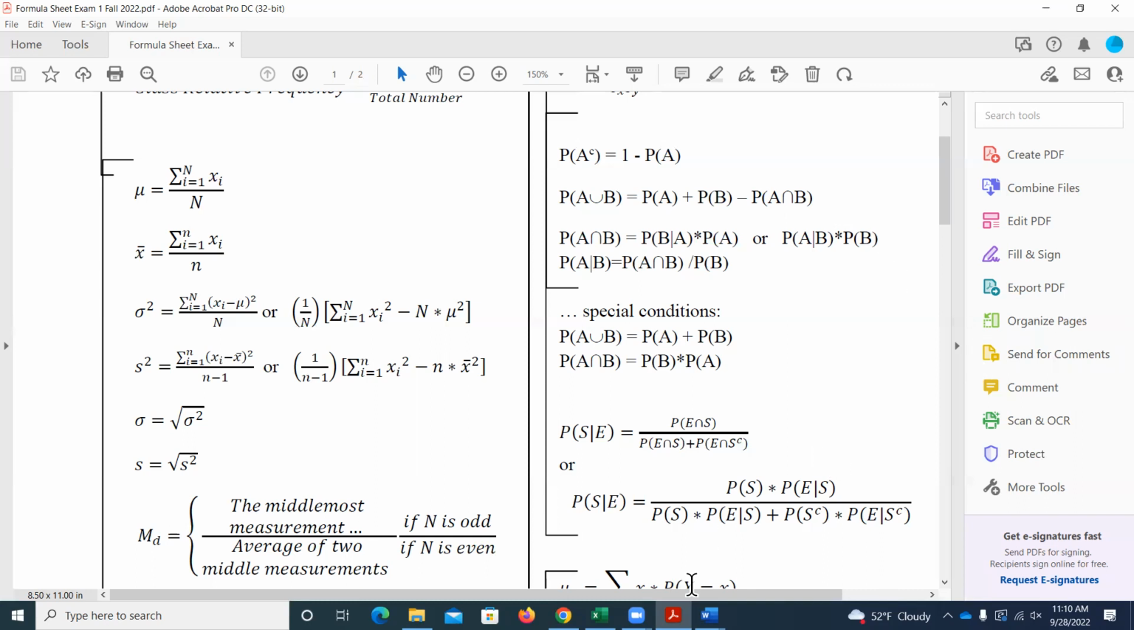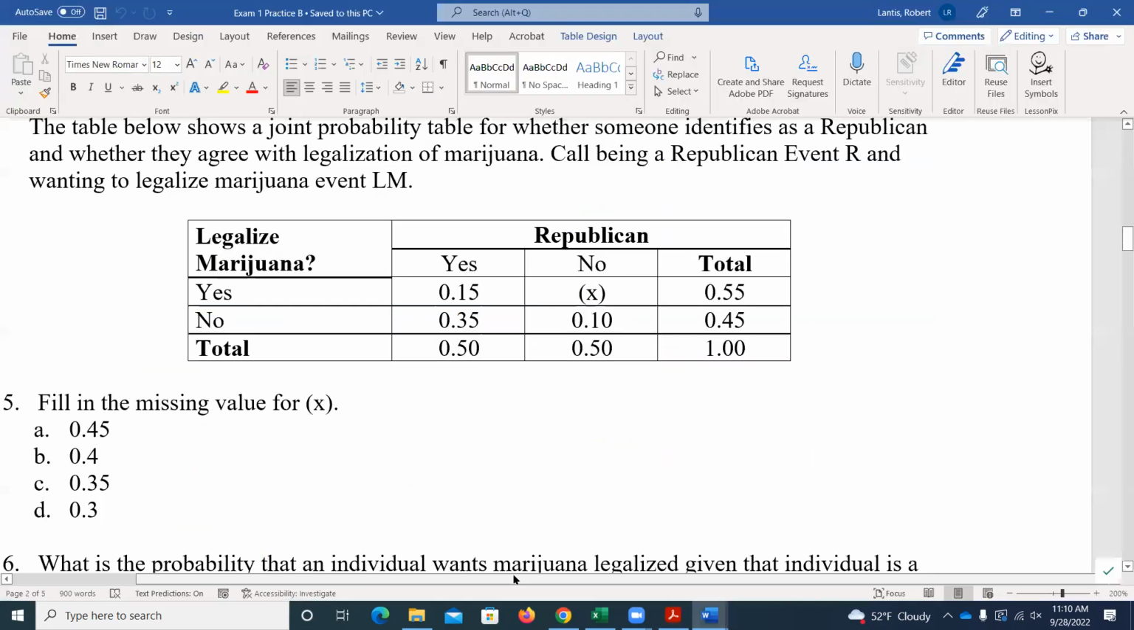When I go to that contingency table, what's the probability they don't want marijuana legalized? We'll get through more of these if you participate. 0.45, right? What's the probability they aren't Republican? 0.5, there we go. And then what's the intersection of those two things? They meet right here. So now just a little bit of math. This is 0.85.